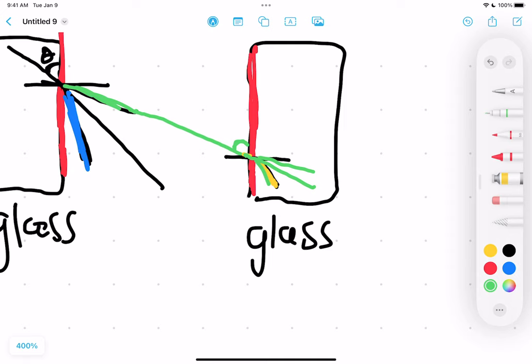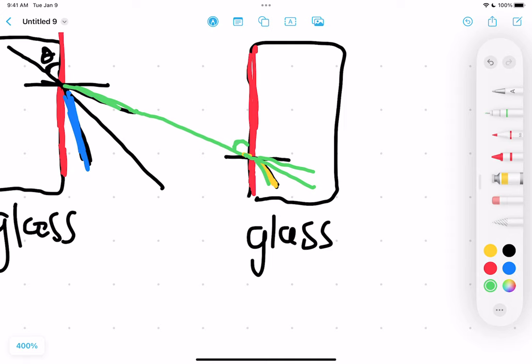So, if the index increases, then the angle for one will be greater than the other, right? I think it's just sort of, I don't know how to describe it.